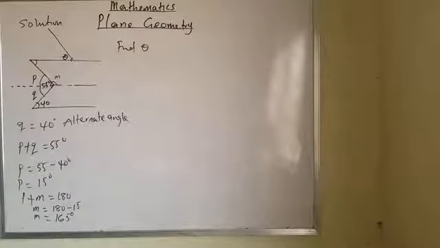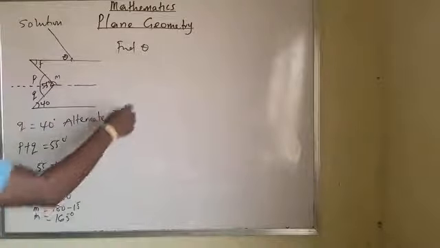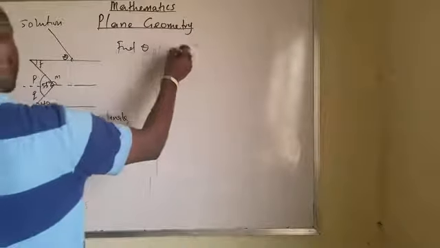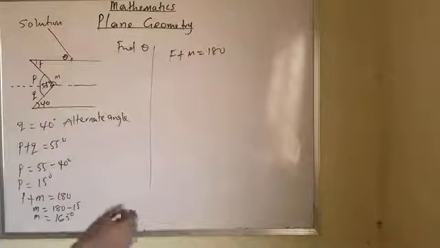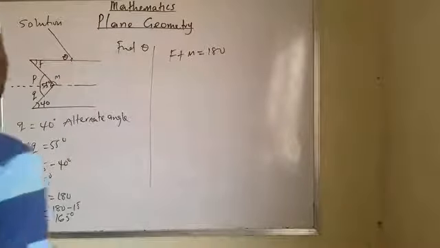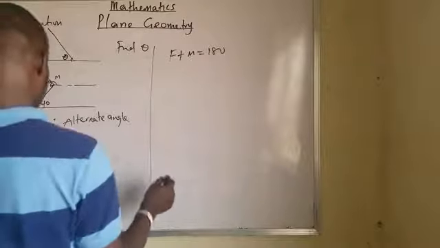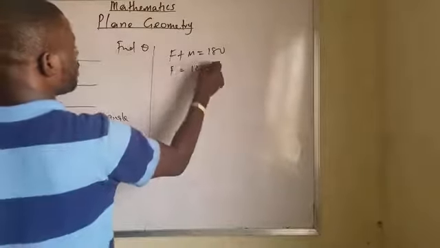Now, if that is the case, I can call this place F. It means my F plus M equals 180, interior angle, sum of angles on interior angle. I can now say that my M is given. It means my F can be equal to 180 minus what?